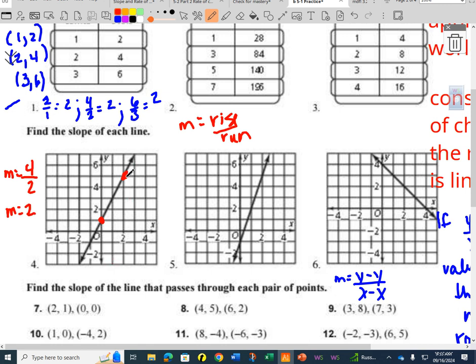Very good. Positive 2. So if I do that math, then my slope is 2. And I would get the same answer if I started here. I would go down 4, negative 4, left 4, negative 2. Negative divided by negative is a positive.